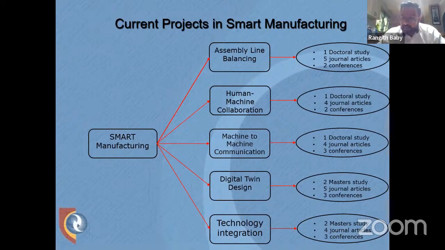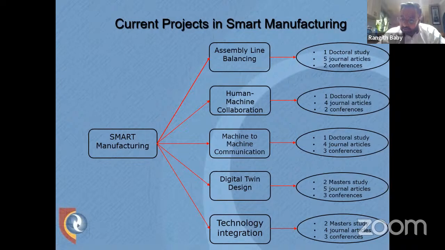Then I have my colleague Dr. Kotzer, who is working on human-machine collaboration. She completed her doctoral study in that field. We moved on to machine-to-machine communication. Currently, there is one student who I'm supervising in that regard.